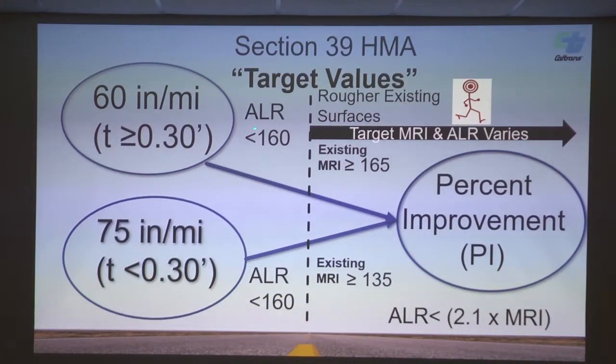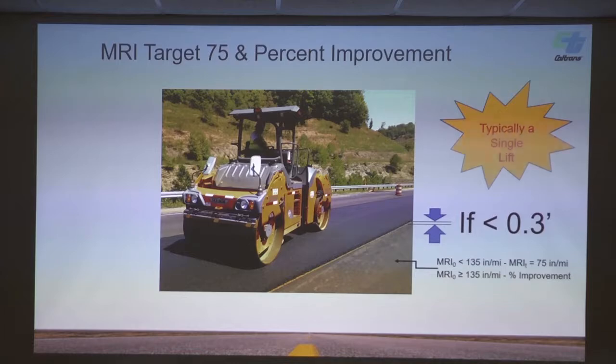Okay. So when we have 3/10 or greater, we're going to use the 60 target spec, and if we're overlaying an existing road that's over 165, then it goes to percent improvement. If we're doing these thinner lifts, less than 3/10, we're going to use a 75 target. And if that pavement gets too rough, we're going to adjust the spec up. If it gets rougher than 135, then you're going to have a moving target for each 10th mile segment.